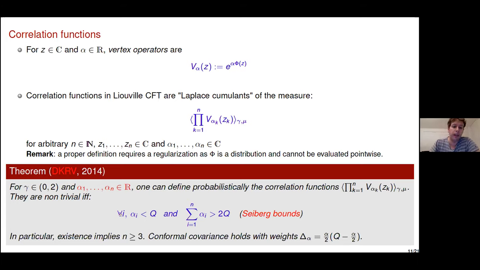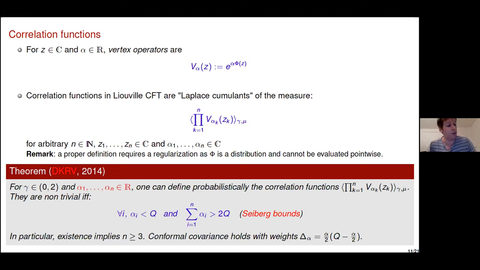And one can see that if you have these two conditions, it's a very simple exercise, I think everyone can do it in their head, this implies that n is greater or equal to 3, okay? And so one can make sense of Liouville conformal field theory correlation functions only when we start putting 3 or more points. But usually in conformal field theories, the two-point correlation function also has a meaning. But in Liouville, things are a bit subtle. You need to put in 3, 4, 5 points to make sense of the correlation functions.